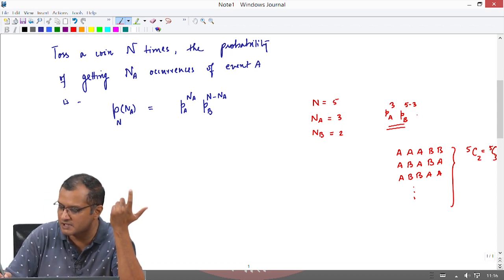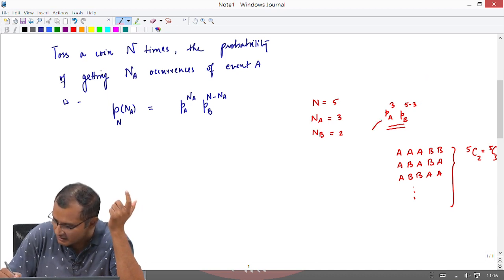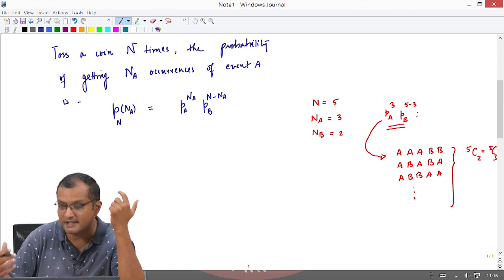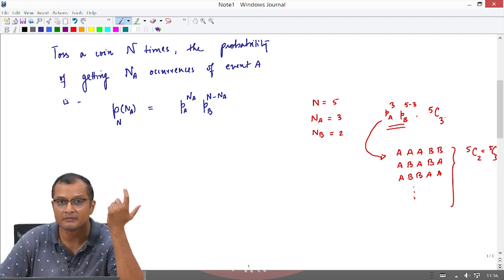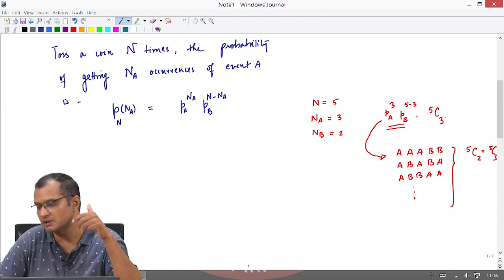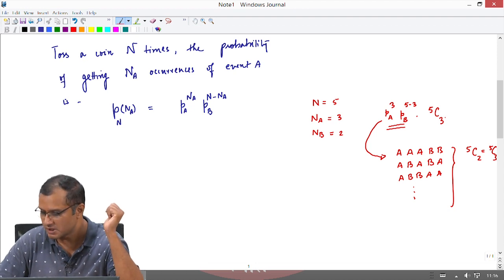So, definitely I must multiply this probability, which is for a single occurrence, with the number of orderings I can have. So, I need to multiply it with 5C3. It is also okay if I multiply with 5C2, because the binomial combination is symmetric in its 2 variables.